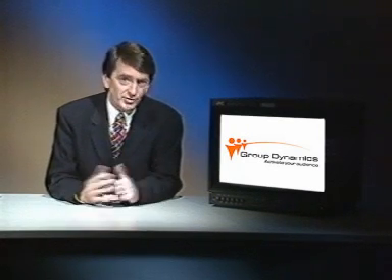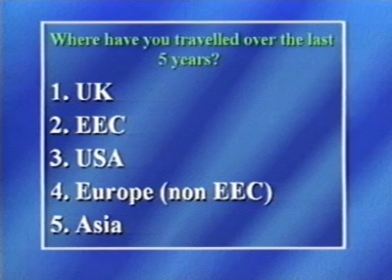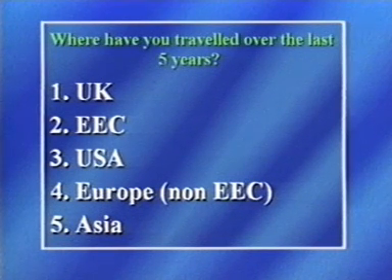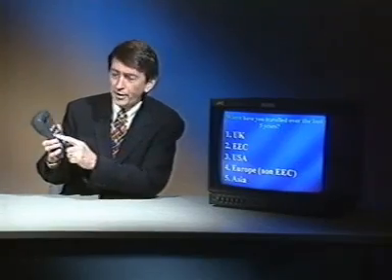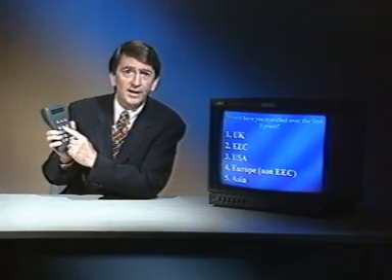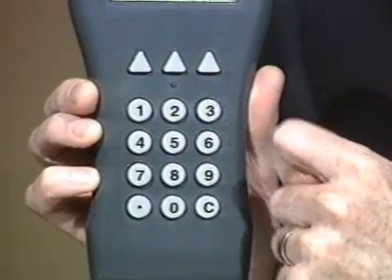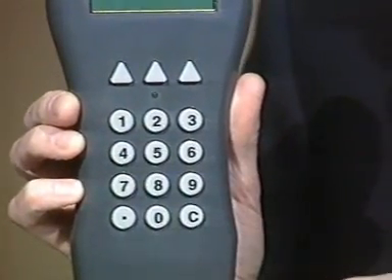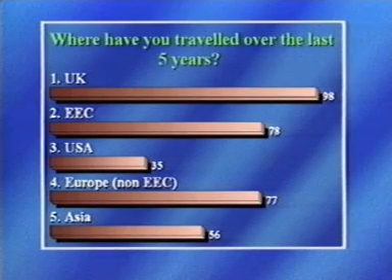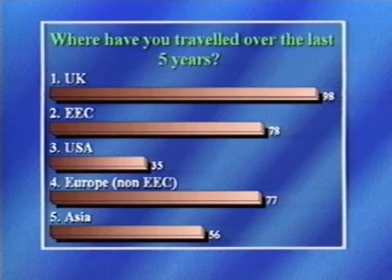Now let's look at other examples. With the GRS, you can give more than one answer to any question if required. For instance, you might want to know about your audience's holiday habits in recent times. So you could ask them a question like this. Where have you travelled over the last 5 years? Press as many keys as you wish. 1, UK. 2, EEC, 3, USA, 4, Europe non-EEC, and 5, Asia. Each bar shows the number of people who have voted for that particular option. The result can also be displayed in percentages.